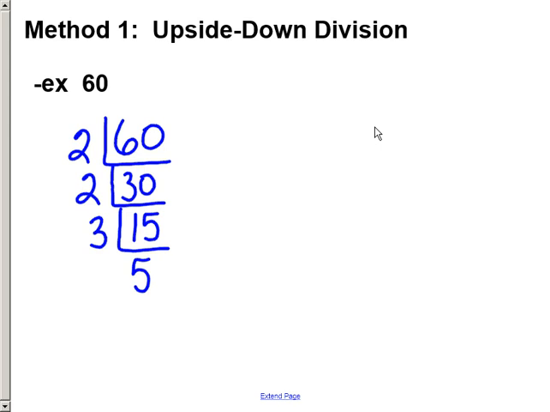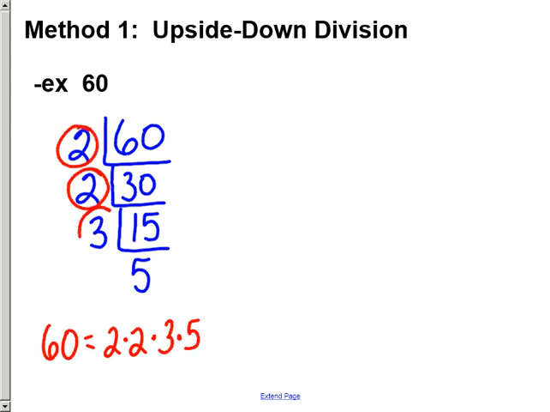So now I can write my prime factorization. My prime factorization is going to be 2 times 2 times 3 times 5. I'm using just the numbers on the outside. That's going to be my prime factorization. Notice I could rewrite this as 2 to the second power times 3 times 5.